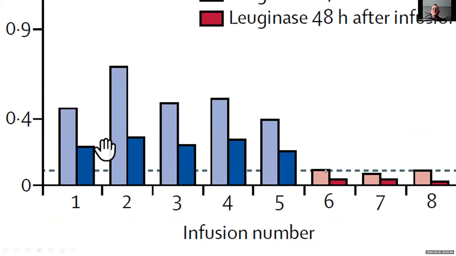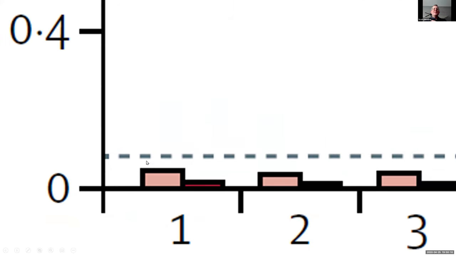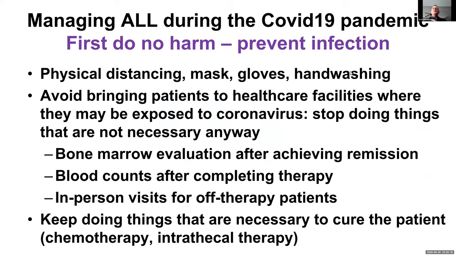Here's a larger view. Peak and trough. And here's a very large view. You see that many of the doses, even the very peak level, was totally useless. So we all know about physical distancing, masks, gloves, hand washing, avoiding bringing patients for unnecessary things.